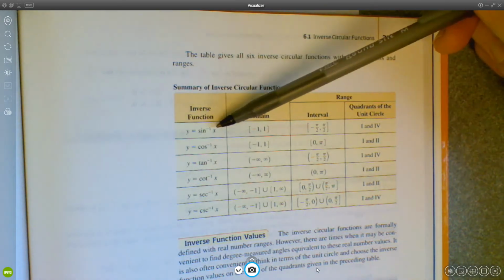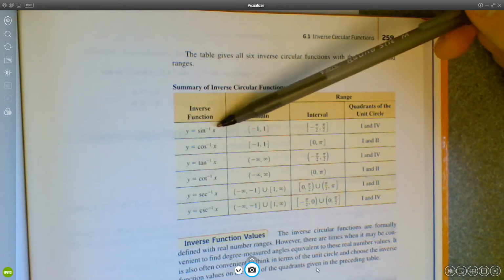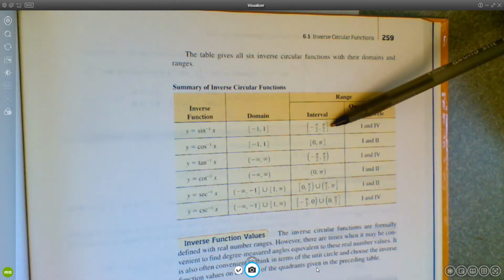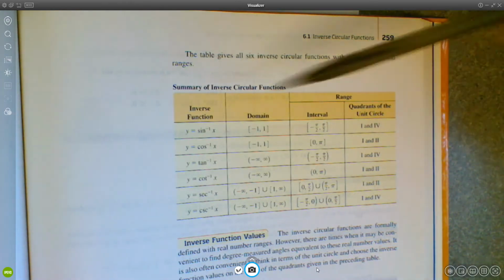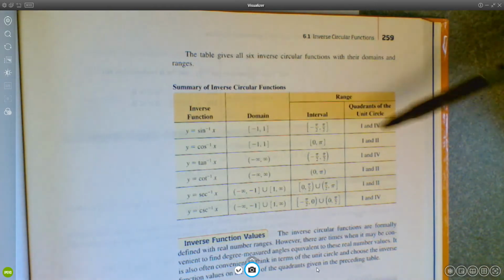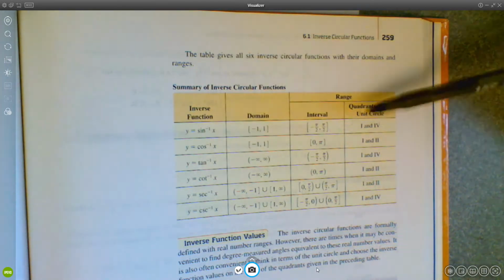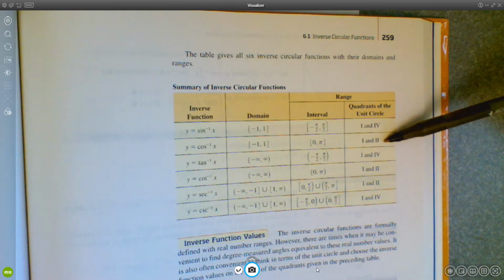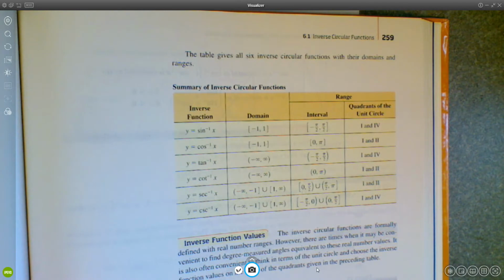So, for example, for the function sine inverse of x, the range is going to be from negative pi over 2 to positive pi over 2. So you're in quadrants 1 and 4. So sine inverse of x, we define it so that it only gives you outputs in quadrants 1 and 4. Cosine inverse is defined so that you only get outputs in quadrants 1 and 2. So the range is 0 to pi, and so on and so forth for the rest of them.